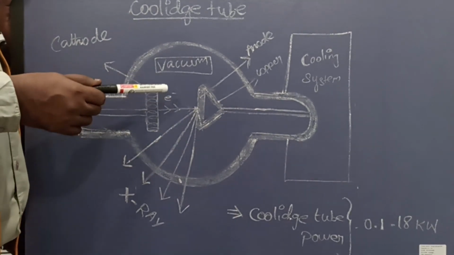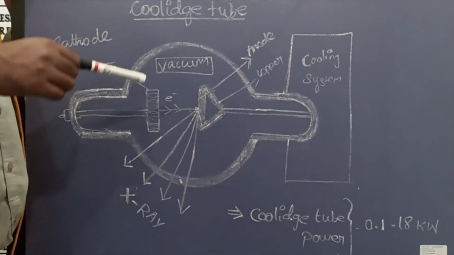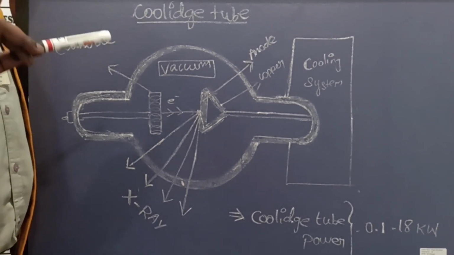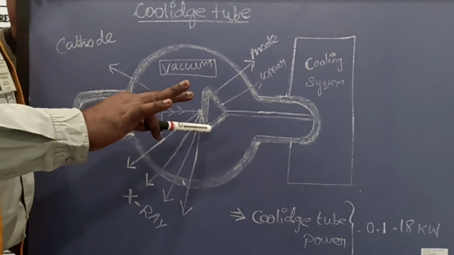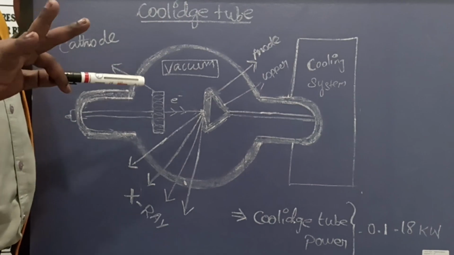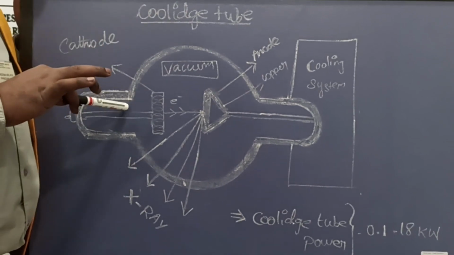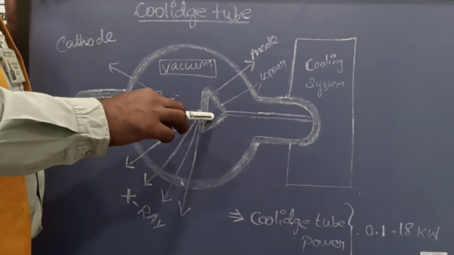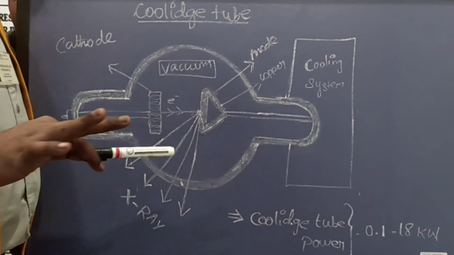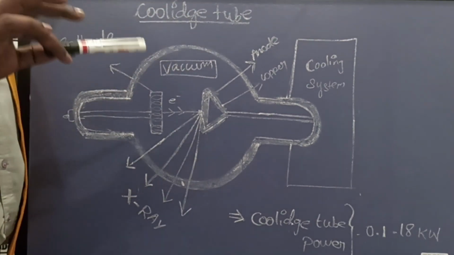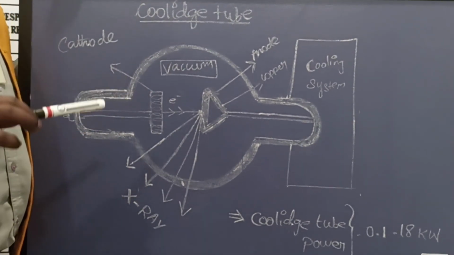Now I am going to say what parts are required inside the Coolidge tube for the production of X-ray. Two important parts: one is the anode, another one is the cathode. That's all. Anode and cathode are the two important materials present inside the high vacuum Coolidge tube. What exactly the cathode is made of and what the anode is made of, whether they are normal or something entirely different, I am going to explain.